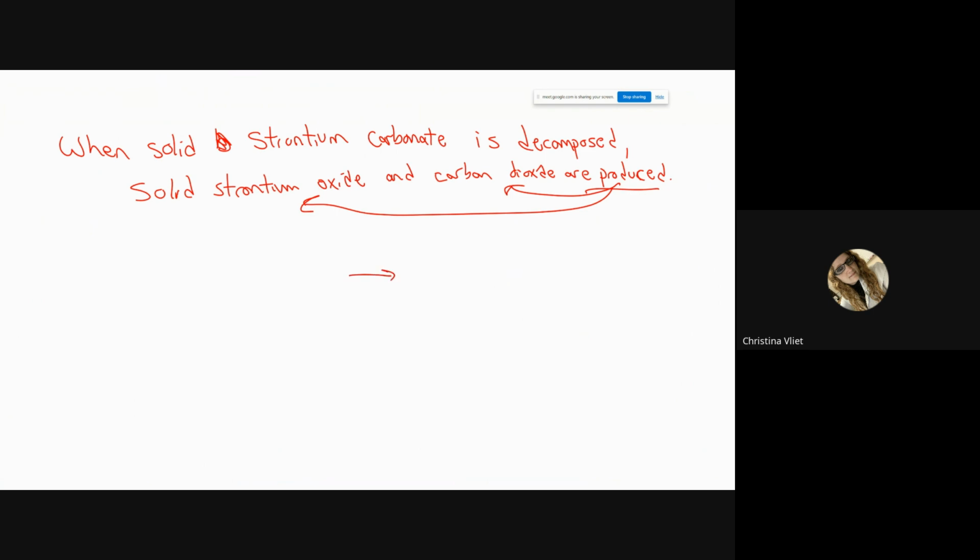So if we do our little structure, remember, reactants on the left, products on the right. Do you understand why strontium oxide and carbon dioxide are the products? Because they are produced. Well, something has to produce them, right? What produces them? So what you start with is the whole. It breaks apart to become this stuff. What you start with is the reactant. So strontium carbonate is your reactant.